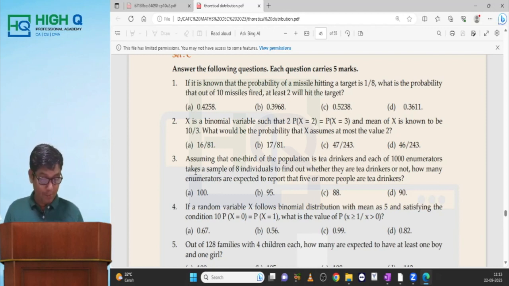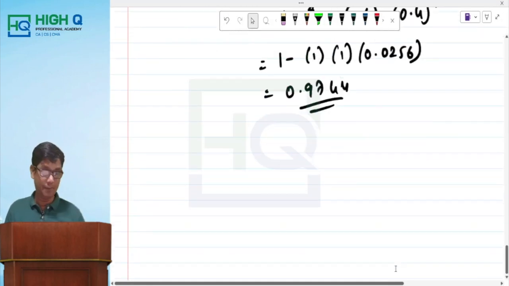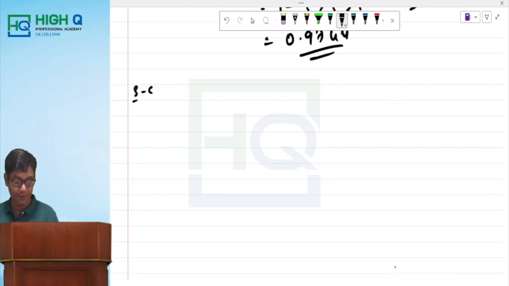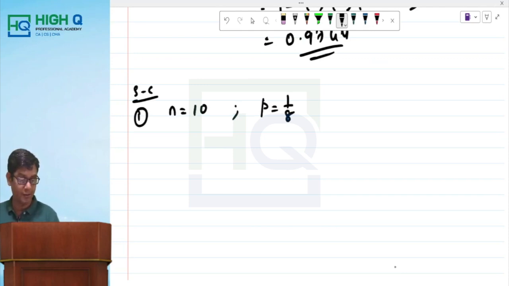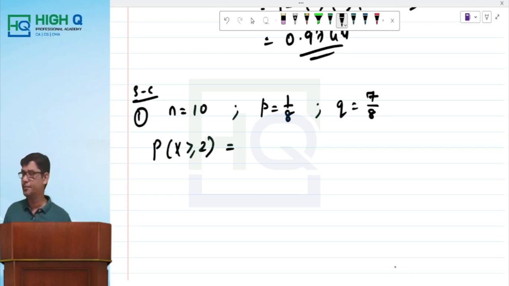It is known that the probability of a missile hitting the target is 1 by 8. Total how many missiles? 10 missiles. At least 2 hit the target. N is equal to 10. Do you all agree? Probability of hitting the target is? So not hitting the target is? The question is, what does the probability of at least 2 mean?